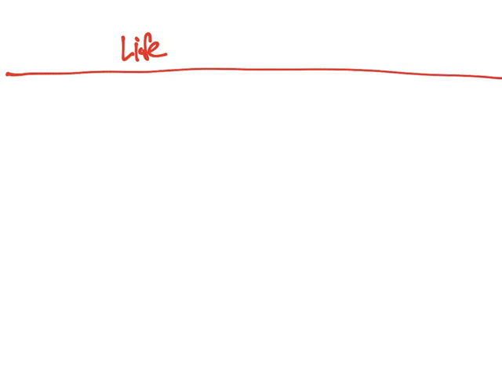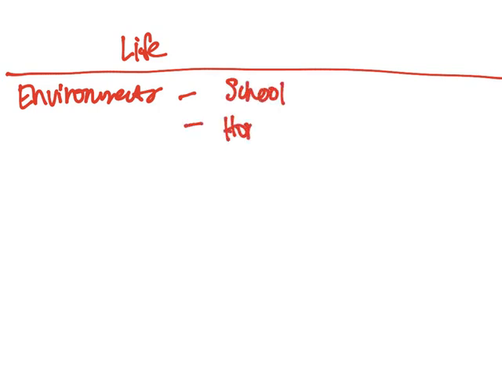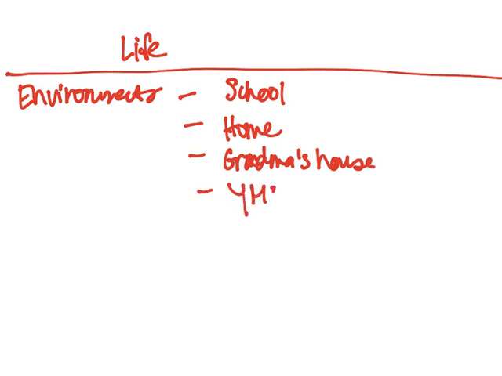And within their life, we want to find out what are all of the different environments that they are currently accessing, okay? So there's a few, right? Let's make up a student. So let's say the student, of course, goes to school. He also goes to his house. He probably also goes to grandma's house. He goes to the Y for after school, let's say. Maybe he goes to the playground with his friends or in his neighborhood, okay?